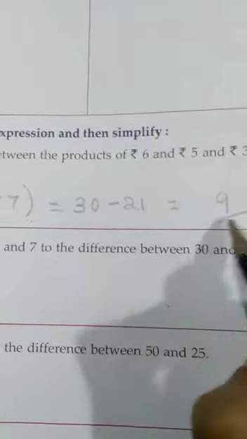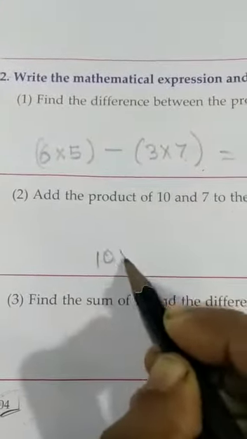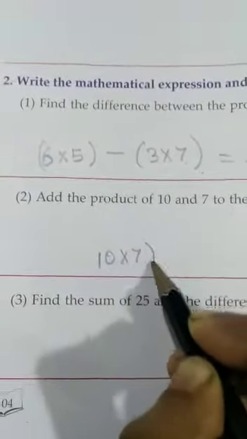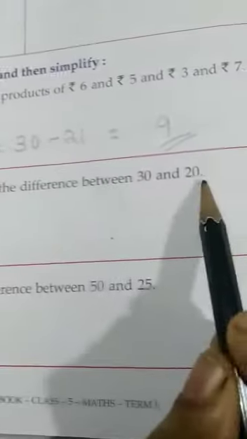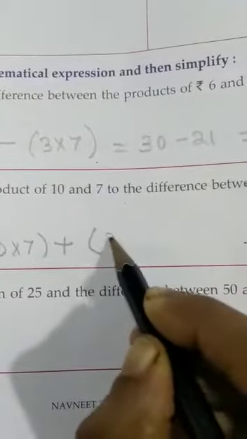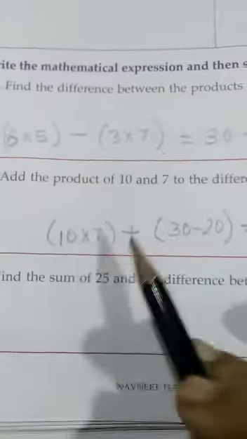Next one, add the product of 10 and 7 to the difference between 30 and 20. So what is it? Add the product of 10 and 7. So what will you write? 10 into 7, right? And then you have to add it to what? To the difference between 30 and 20. That means the difference between 30 and 20 also you have to find out. Now how will you do?